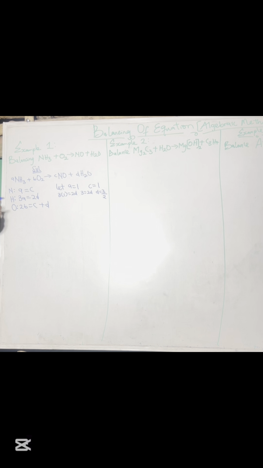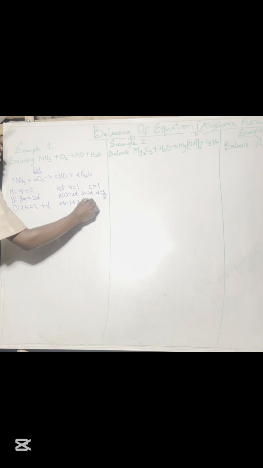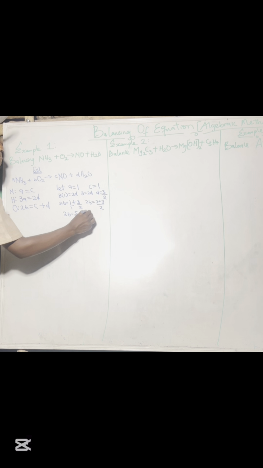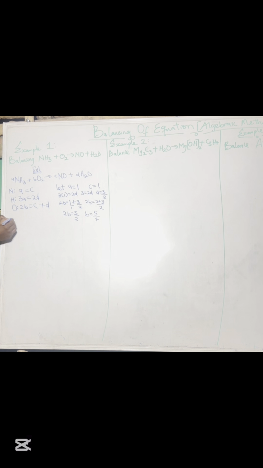Also, if 2B equals C plus D, guys, that simply means my 2B equals C, that is 1, plus D, that is 3 over 2. Look for the LCM. 2B equals the LCM of this, which is going to be 2. 2 times 1, 2, plus 1 times 3, 3. So that simply means 2B equals 5 over 2. Then guys, my B equals 5 over 4. So therefore, my A equals 1, my B equals 5 over 4, my C equals 1, my D equals 3 over 2.